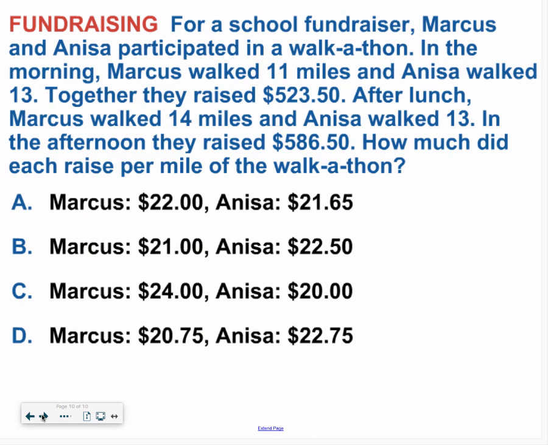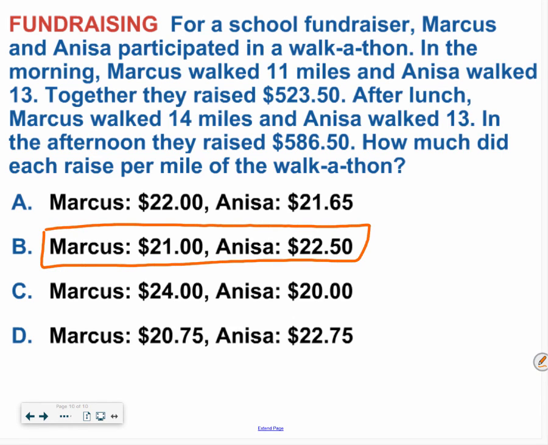This is the last example for you to try. Good luck. Hopefully you determined that Marcus earned $21 and Anissa earned $22.50.